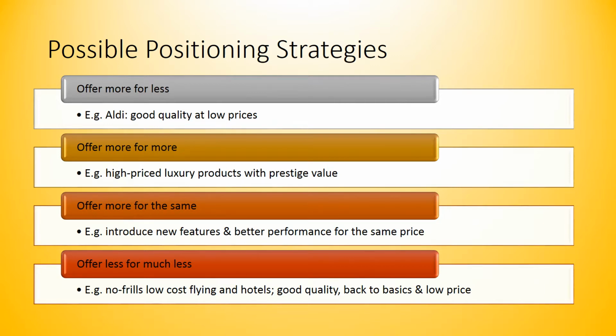They could offer more for the same, so new features, better performance for the same price. A lot of phone companies do something similar to this. Or you could offer less for much less. So this could be no frills, low cost flying and hotels. So think like Ryanair or anyone like that. It could be that it's all right quality, but you're going back to basics with low price. So again, think like some of the smart price products as well.